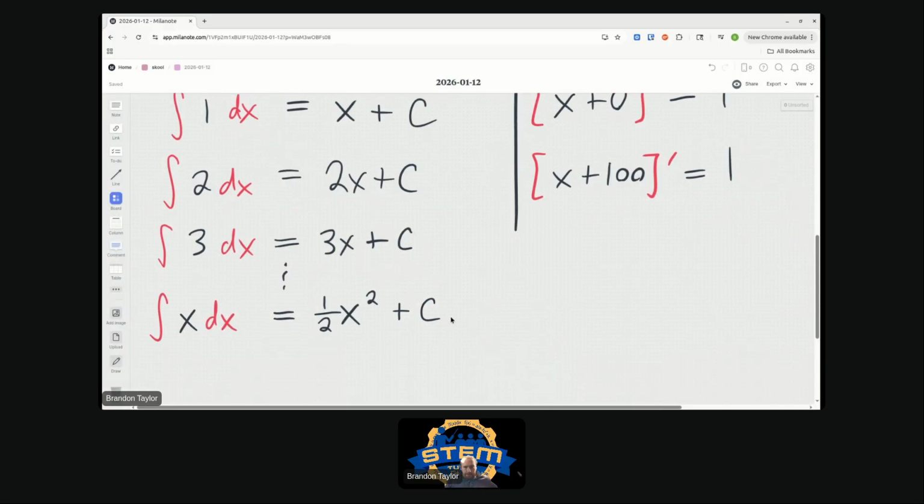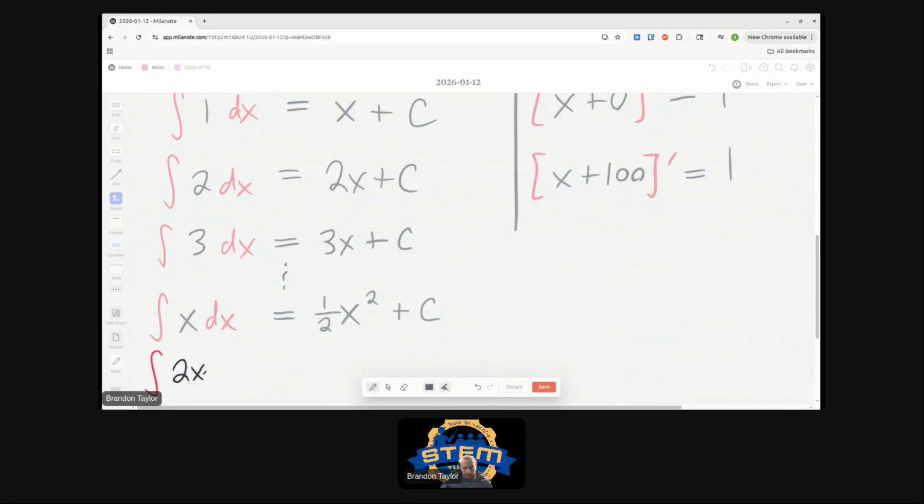And then you can do other options here as well. If you think about it, what would be the antiderivative of 2x? Well, we just said that the derivative of x squared is 2x, therefore the antiderivative of 2x is x squared, and then plus c.